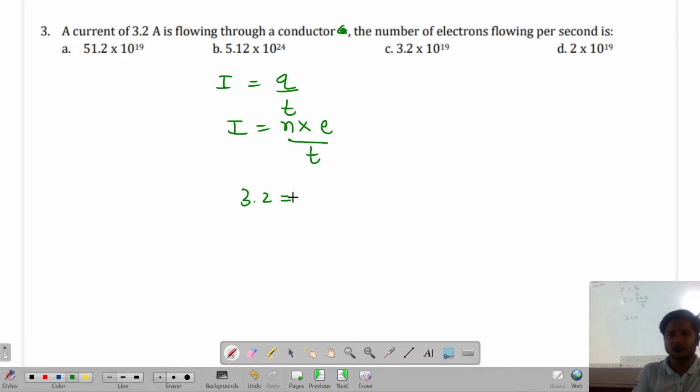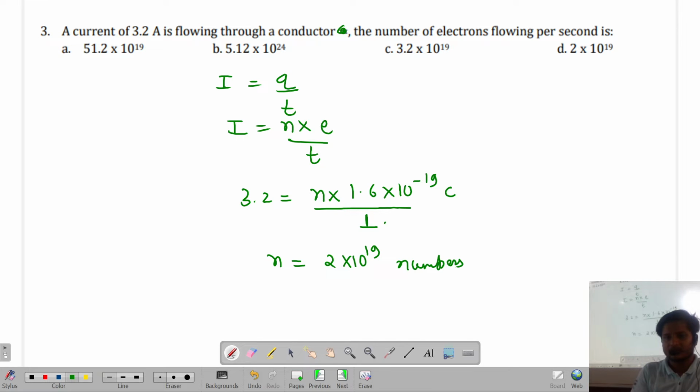So 3.2 is equal to number of electrons into charge of 1 electron, that is 1.6 into 10 to the power of minus 19 coulomb. Time is 1 second. If you put it, you get N is equal to 2 into 10 to the power of 19 electrons. Yes or no? Tell me. Are you able to get it now? Option D is correct. Got it?